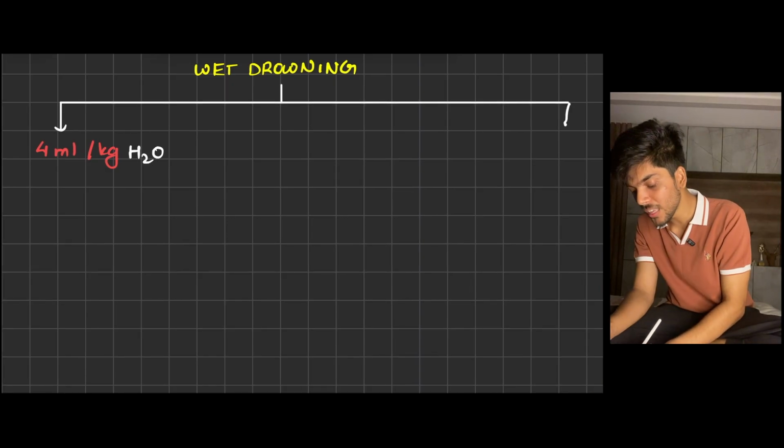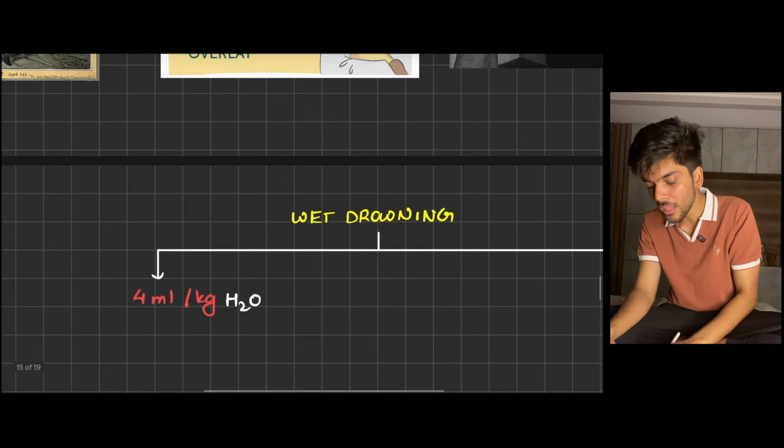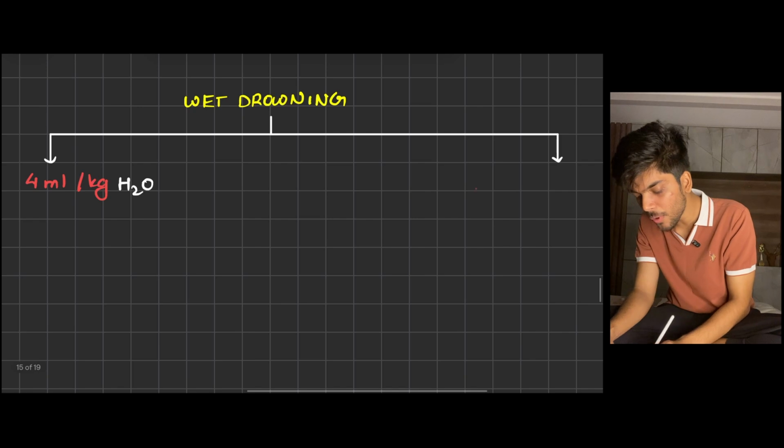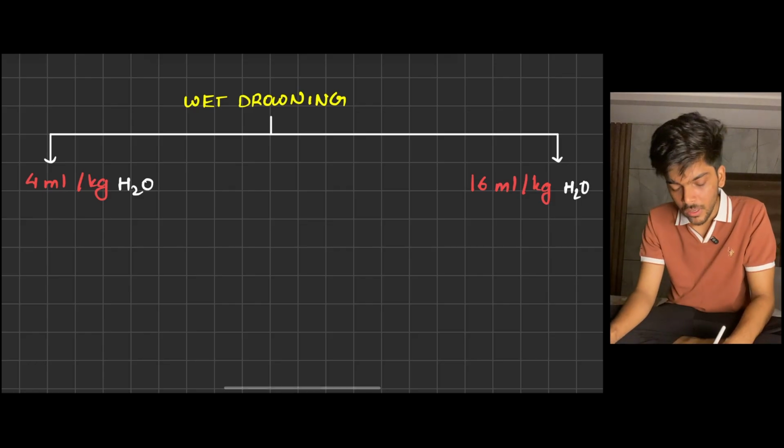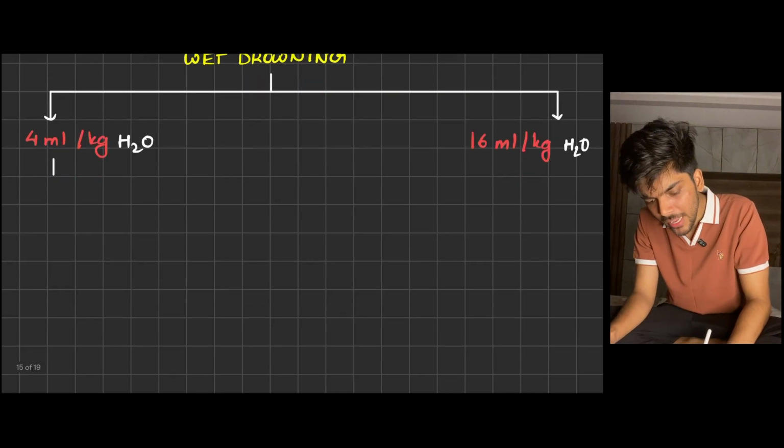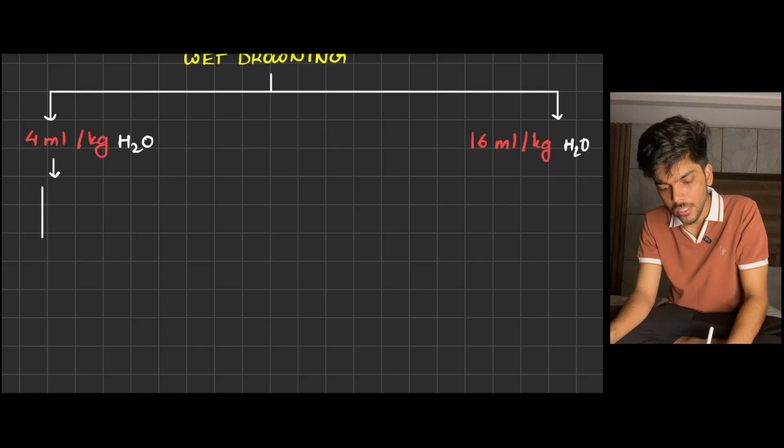In the second case, comparatively large amount of water enters inside the lung, 16 ml per kg of water. So when 4 ml per kg of water enters inside the lung, this is what happens.